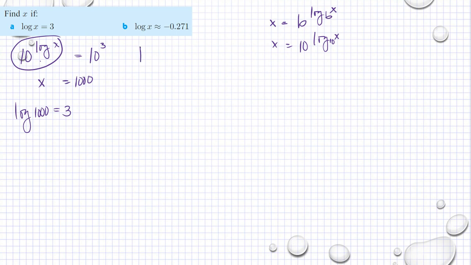The other one: logarithm of x is approximately negative 0.271. Then x is approximately 10 raised to negative 0.271, and you can use your calculator. That's basically how to apply the first property, or the third property.